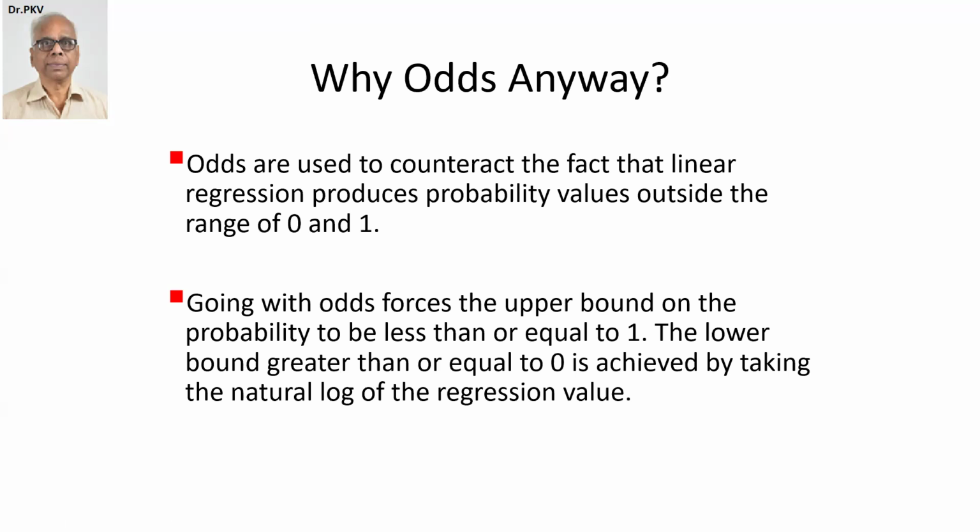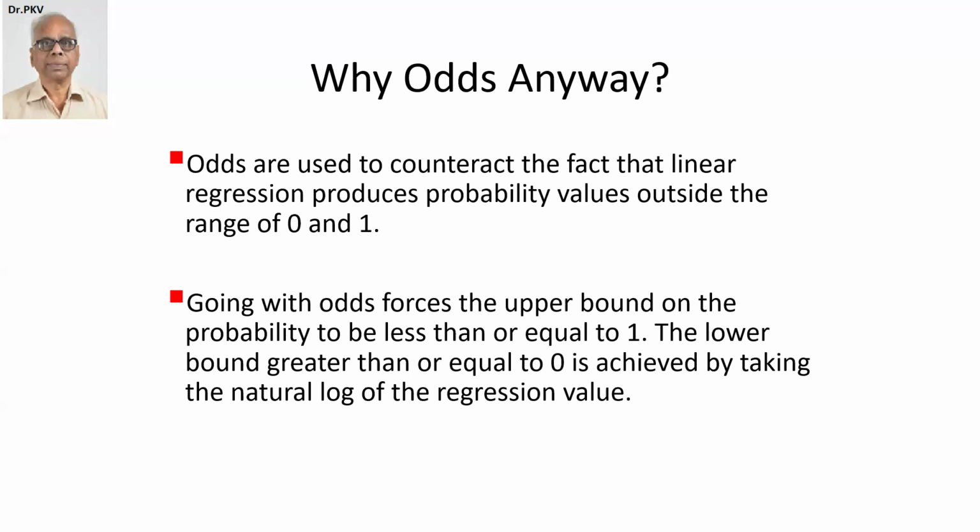Why do you need odds? Because there is a drawback in the ordinary least square regression when predicting the target group. When the target group is of the type 0 or 1, the probability produced by the ordinary least square regression, there is no guarantee it will be between 0 and 1, as we told earlier. Therefore, it will go outside the range of 0 and 1.